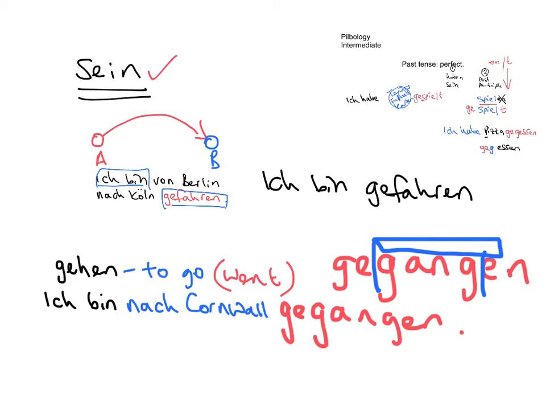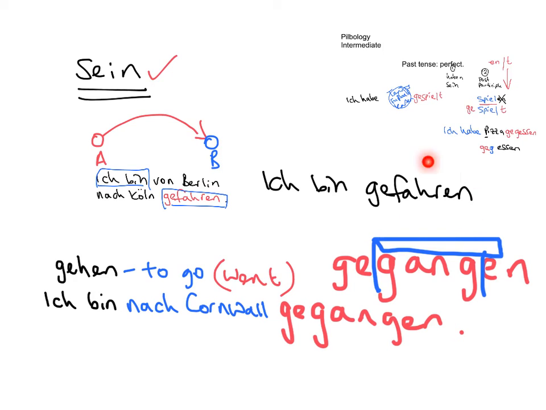So that uses the haben. And the answer, in this case, uses the sein. Ich bin nach Cornwall gegangen. I went to Cornwall. You would probably say I went to Cornwall in the sense of I drove to Cornwall, which would be ich bin nach Cornwall gefahren.